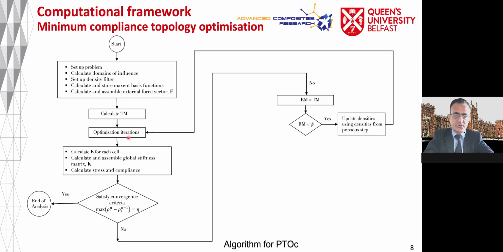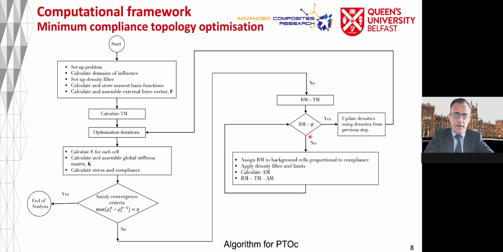Otherwise, we go to the internal loop and we then assign remaining material to each background cell, in this case proportional to its compliance, and then we apply density filter and limit to make sure that the density is between 0 and 1, and then we calculate the M material, which is the actual material, and then the remaining material is the target material minus actual material, and then we do this iteration until this RM, the remaining material, is less than this value here.